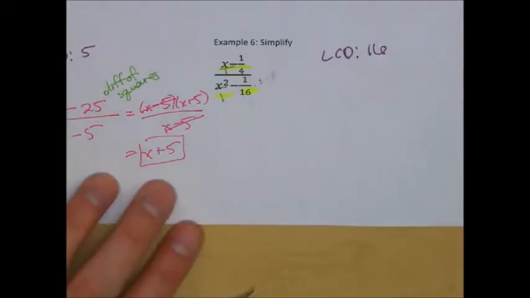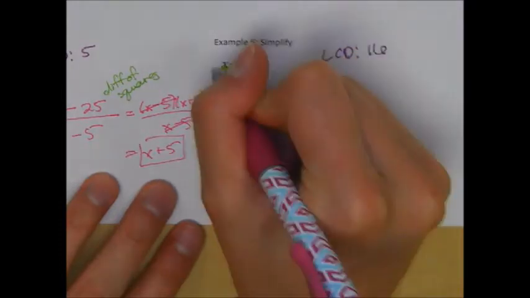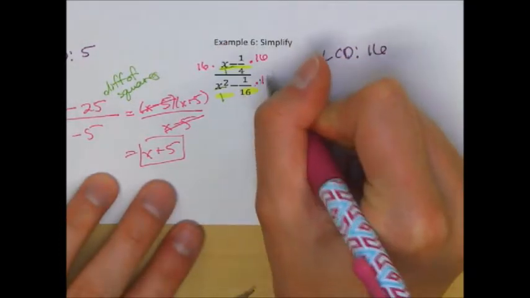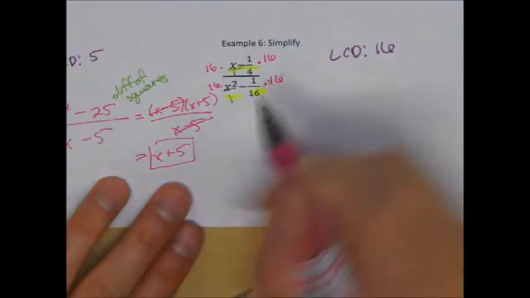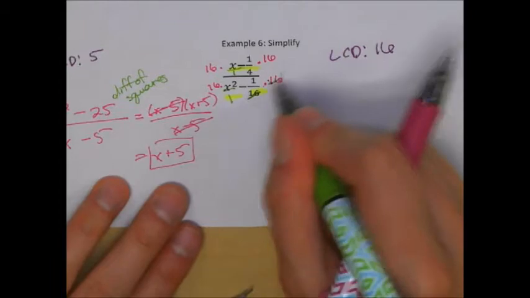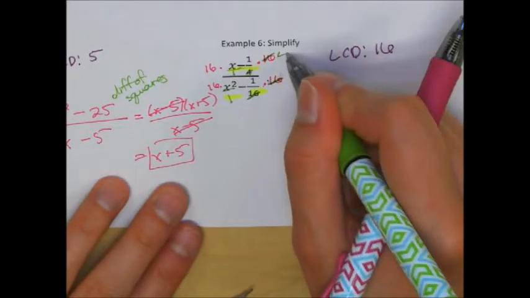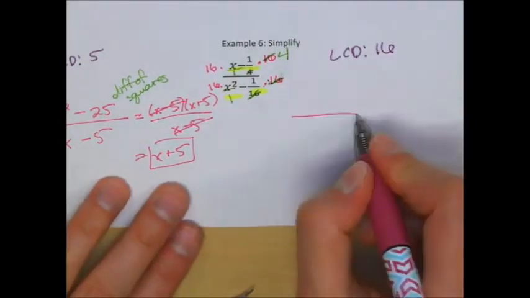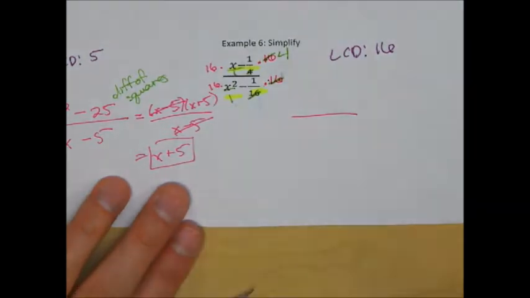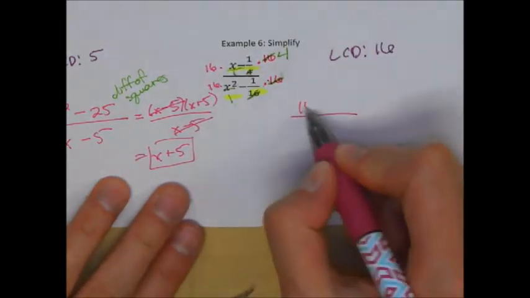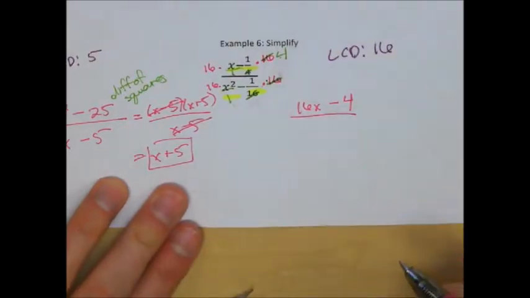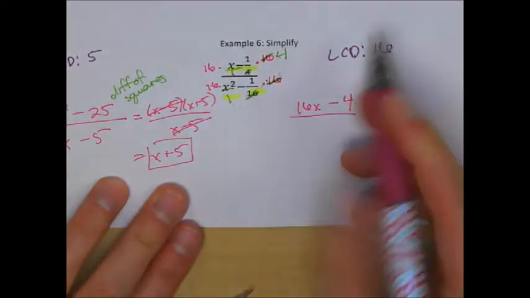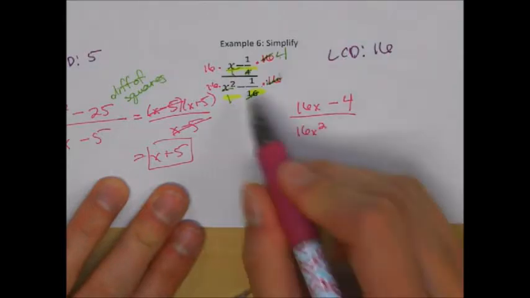So we're going to multiply all of these fractions by 16. The 16 crosses out to 16. 4 into 16 is 4. That's 1 and 16, 1 and 16. Okay, so I have 16x minus 1 times 4 is 4 over, here I have 16x squared minus 1.